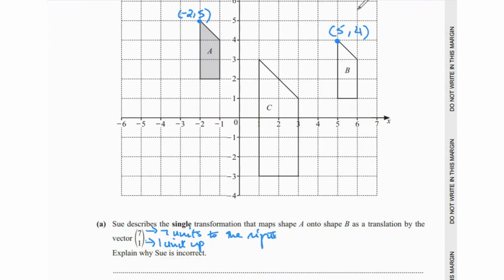So if you compare -2 with 5, we did go 7 units to the right. That's correct. So +7 is right. But if we compare the y value, we went from 5 to 4. Instead of going up, it's going down. So that's where SU is incorrect. It should have been 7, -1, not 7, 1. So your answer would be the shape goes down by 1 unit instead of up.